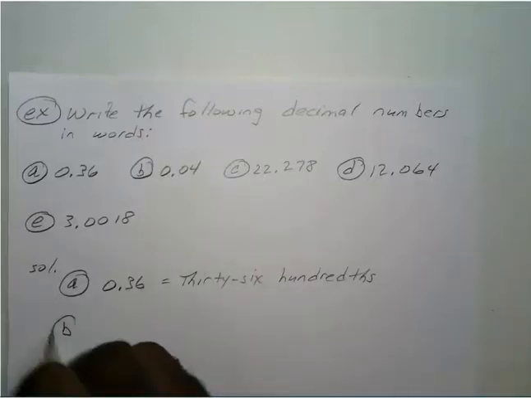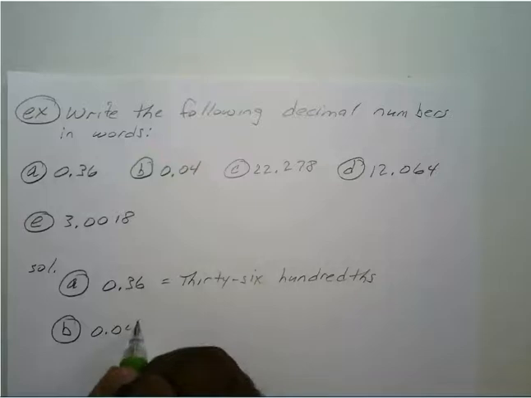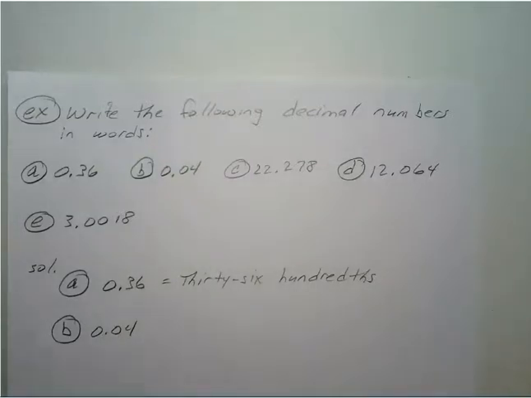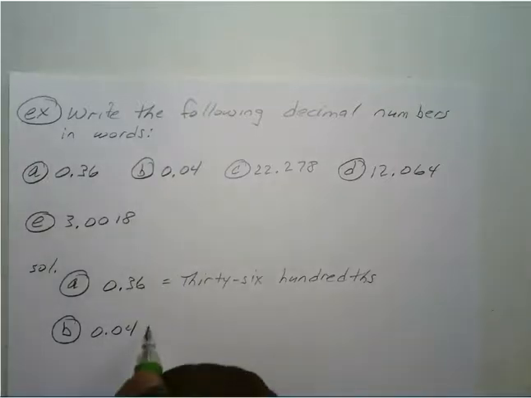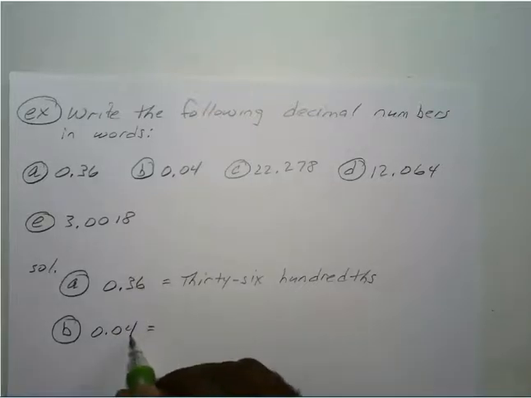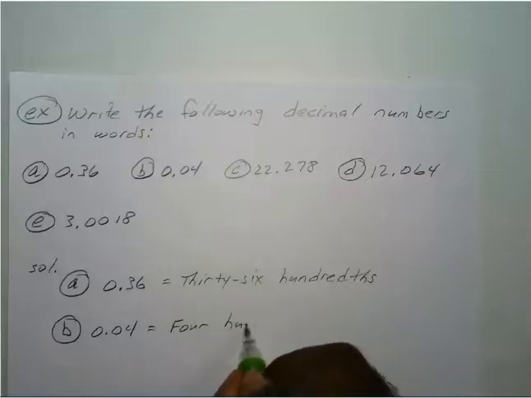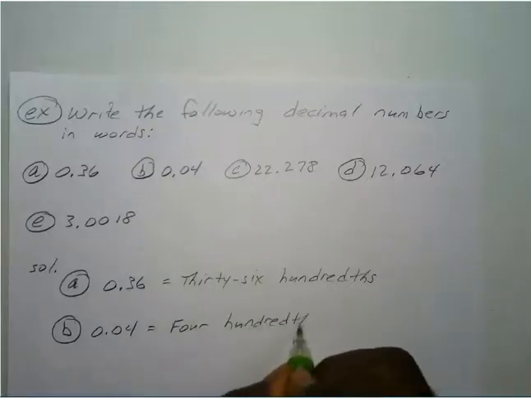Okay. So now looking at B, 0.04. Once again, remember, if you have a 0 to the left of the decimal, you can kind of ignore it. Here, you just have 0 and 4, which is basically 4. And you have 2 decimal places, so it's 4 hundredths.